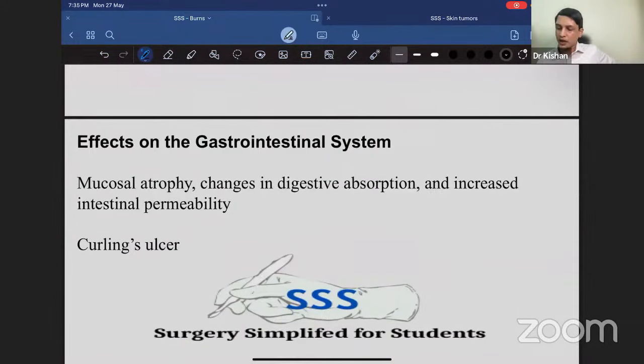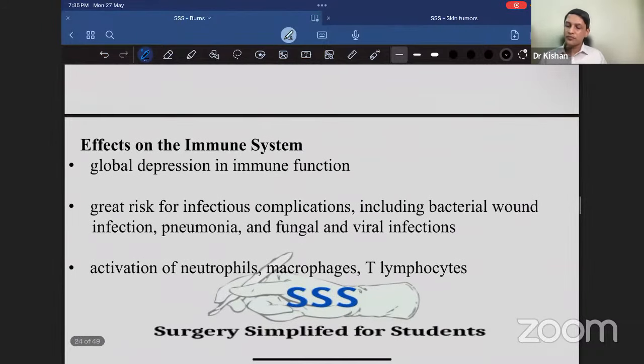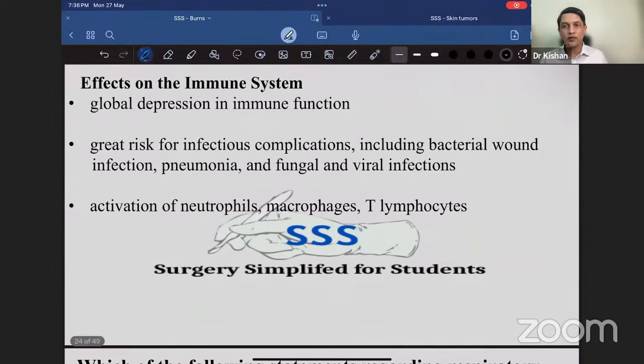Effects on the GI system, I already told, it can result in mucosal atrophy, the digestive capacity is reduced, and intestinal permeability is increased. So finally, what you should know here is it results in Curling's ulcer. That's all. Immune system: there's global depression of the immune function. There is a great risk for secondary infections, including bacterial, fungal, and viral infections, all because of the dysregulation of the immune mediators like neutrophils, macrophages, and T lymphocytes.